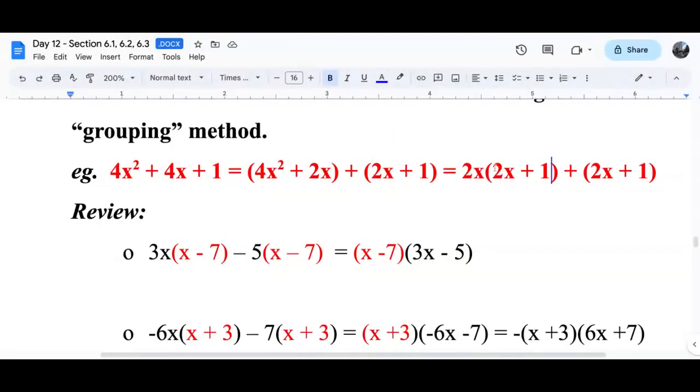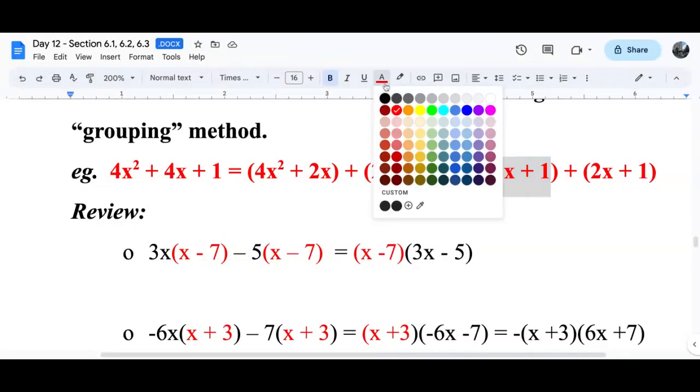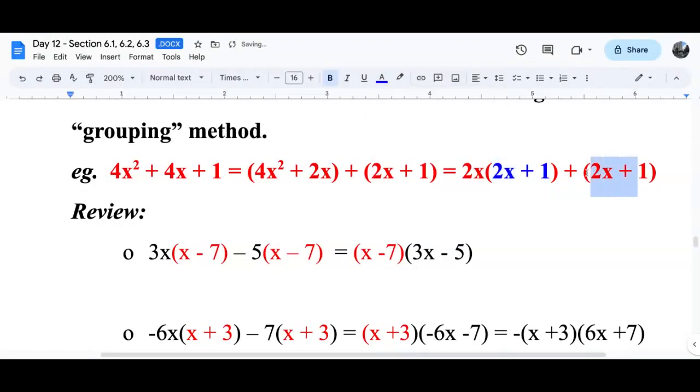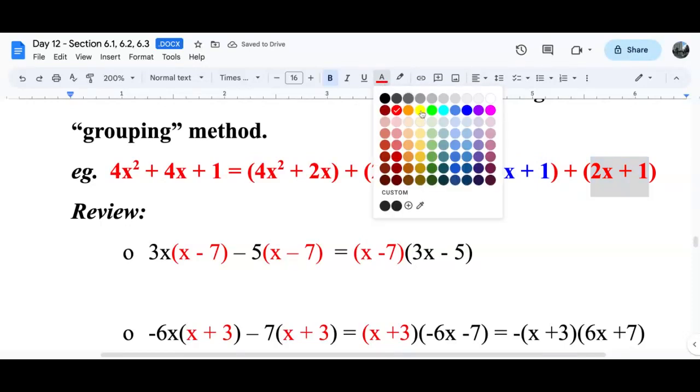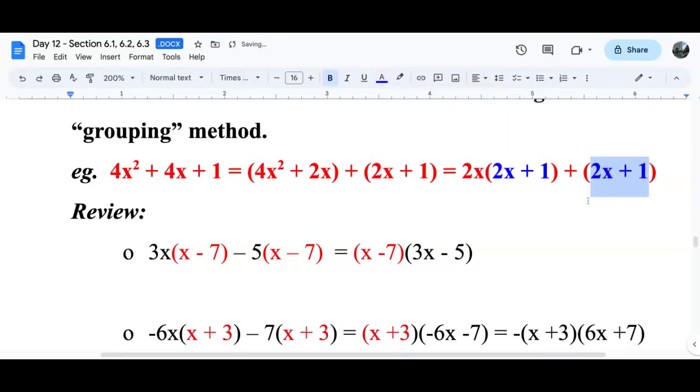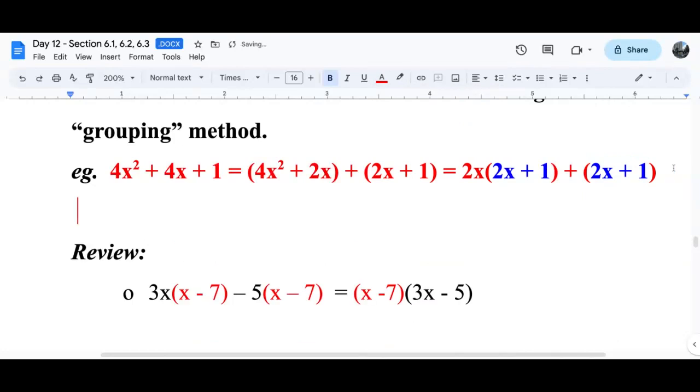Now you see these two expressions have a common factor. So 2x plus 1 is a common factor. That means we can factor out 2x plus 1. Then the parentheses take whatever is left. So the first term is left with 2x, the second term is left with 1. So it's 2x plus 1 times 2x plus 1.